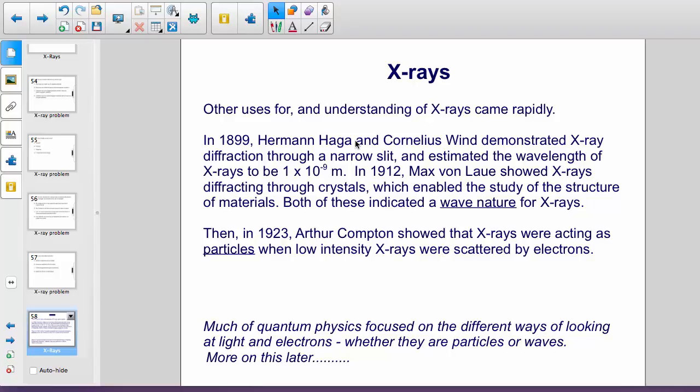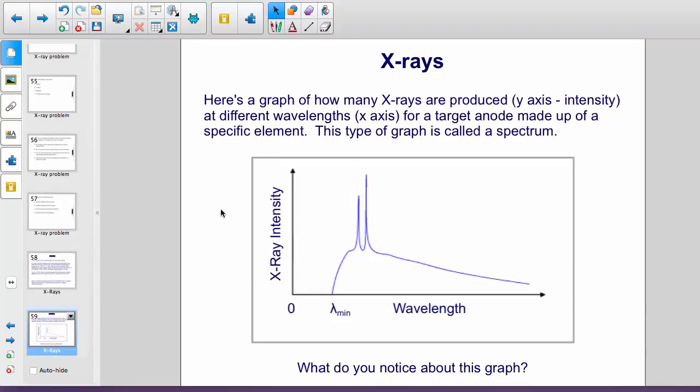Much of quantum physics focused on the different ways of looking at light and electrons, whether they are particles or waves. We'll return to this too later. Earlier on, I mentioned that some of the experiments with X-ray tubes involved either changing the material of the anode or changing the potential between the cathode and the anode. The result of this were spectra like the one shown below.